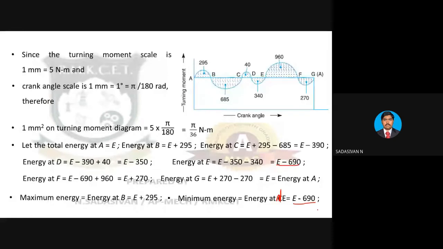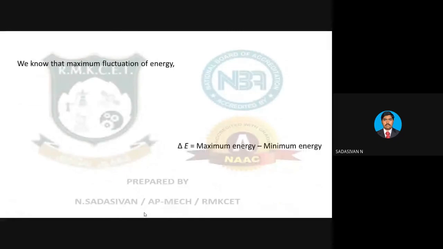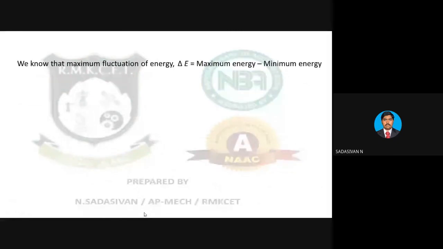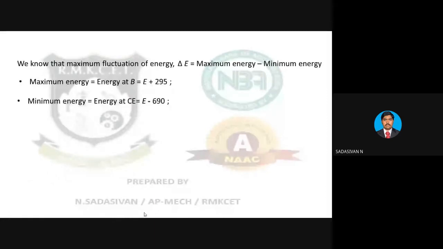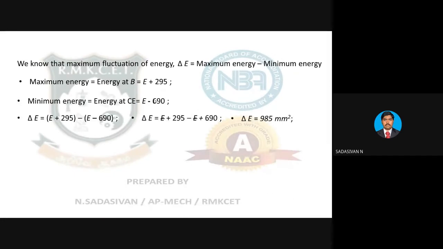Now the formula for delta E, the maximum fluctuation of energy: delta E equals maximum energy minus minimum energy. Maximum energy is E plus 295. Minimum energy is E minus 690. Substitute these two into the above formula. Put brackets around each. E and E will get cancelled. You don't have to find out what E is, you can eliminate it. E plus 295 minus E minus 690. So you will get delta E equal to 985. This is the area of the curve.